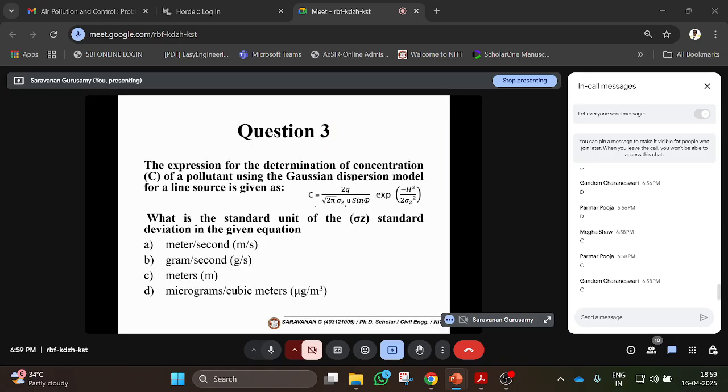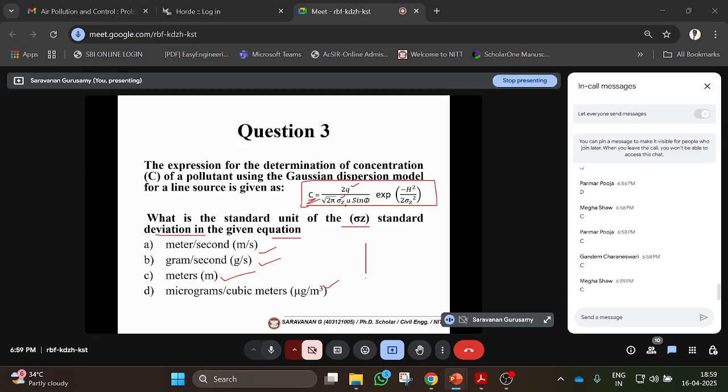Okay, here there is a formula from the Gaussian dispersion model to find the concentration of a pollutant, if you know the flow rate, sigma Z and sigma Y as the standard deviations. What is the unit of sigma Z? They are asking: meter per second, gram per meter, or microgram per meter.